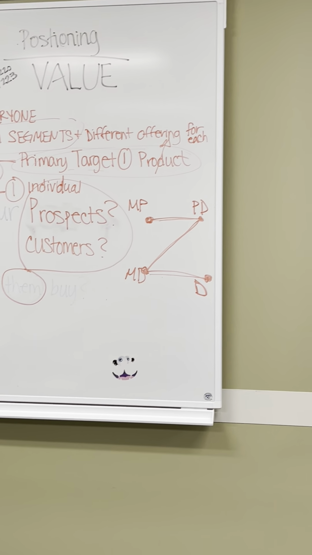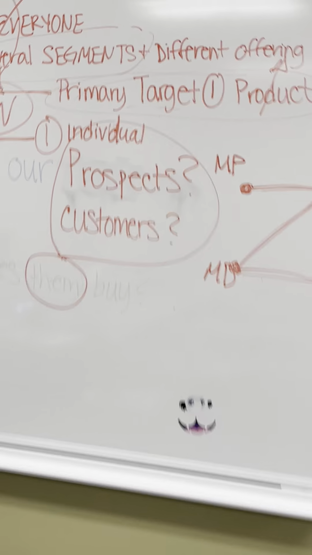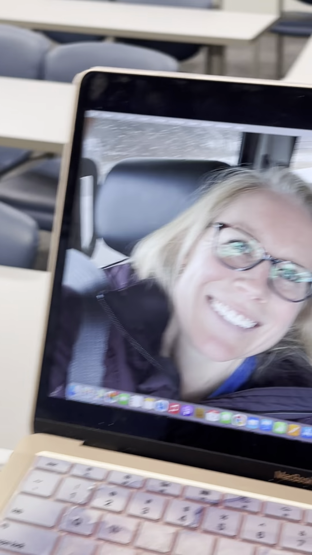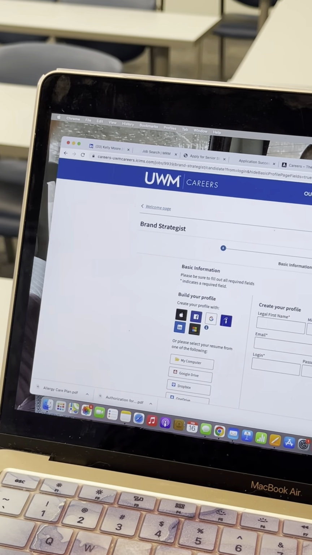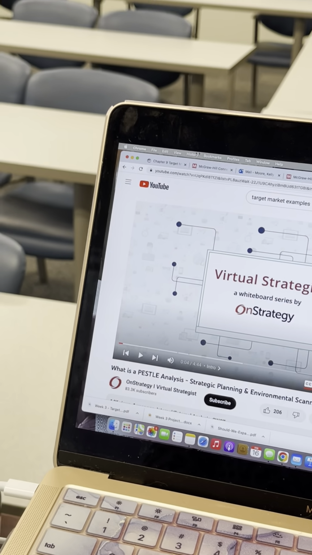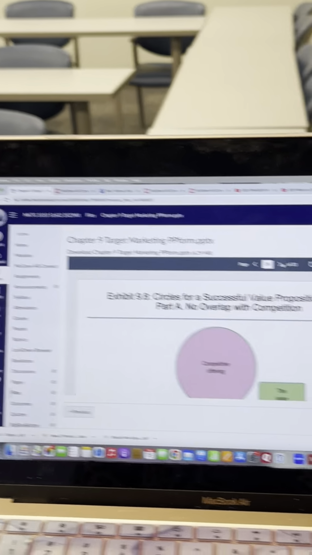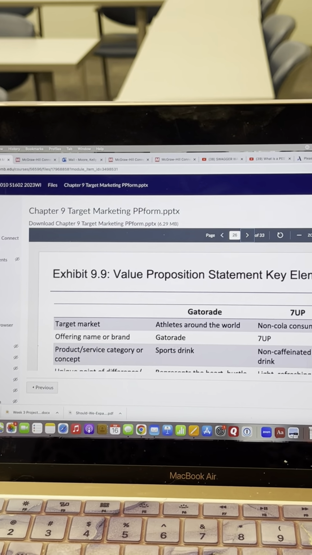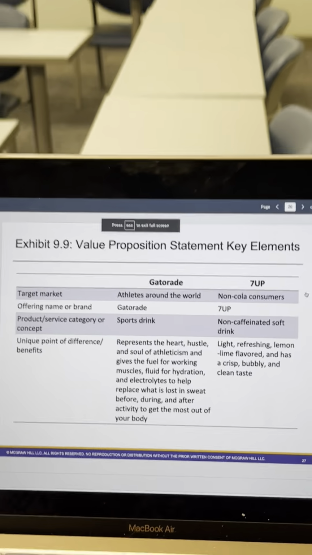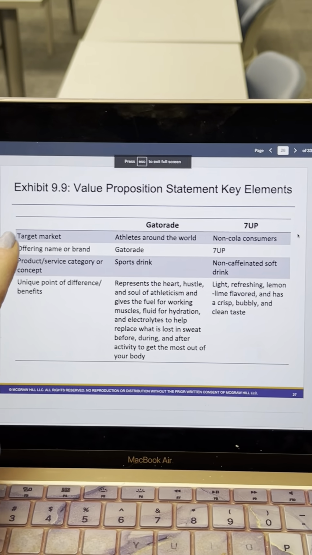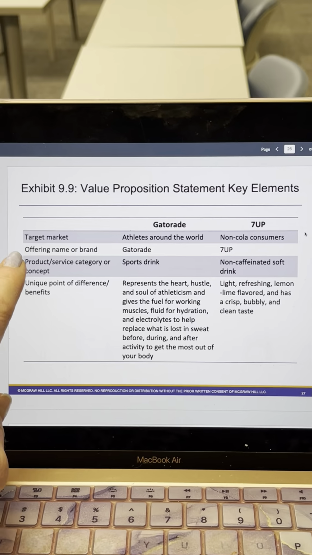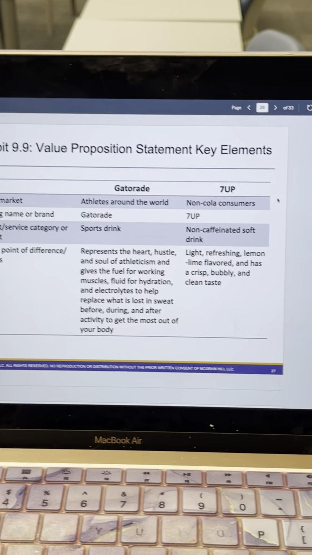They were okay. And then I pulled up on the PowerPoint the elements of a proposition statement and then had them go back and adjust theirs. So then I pulled this up and said, does it identify a target market, the offering, the product, and a unique point of difference?